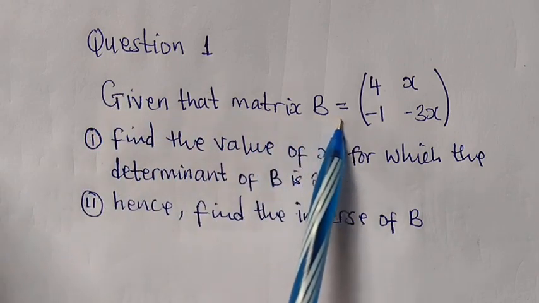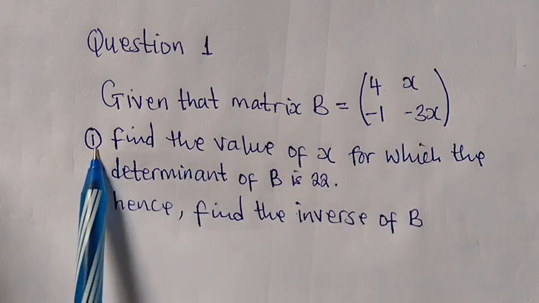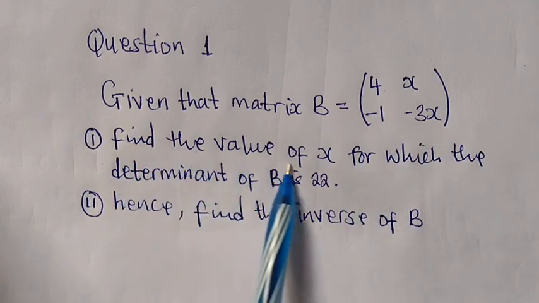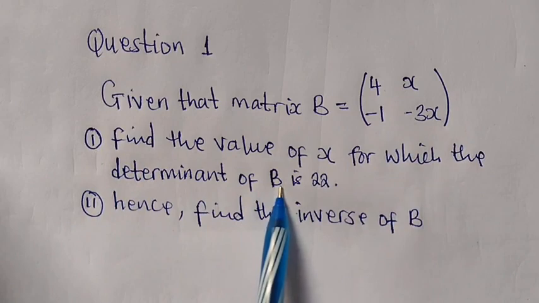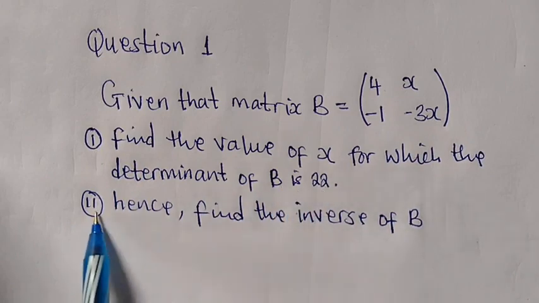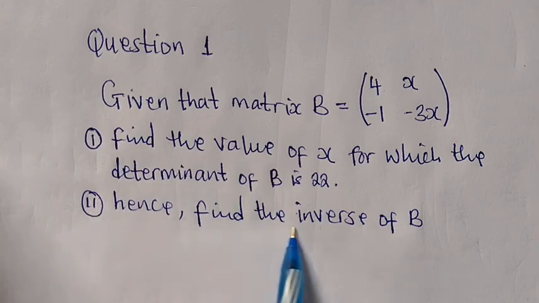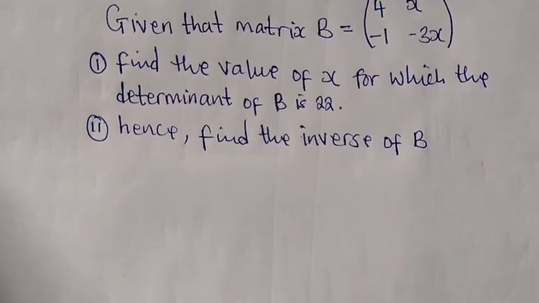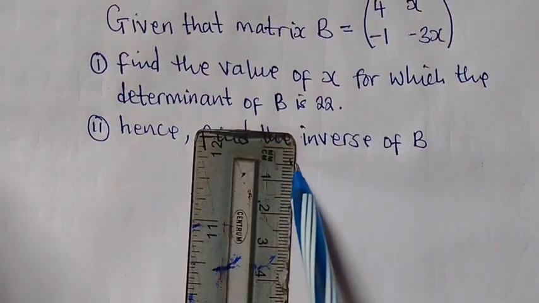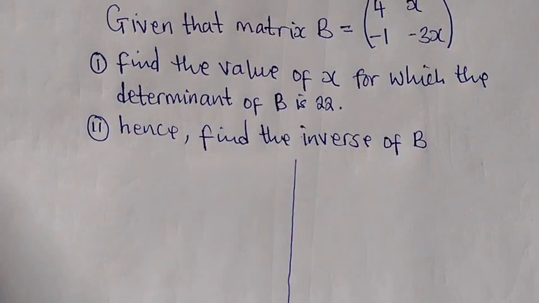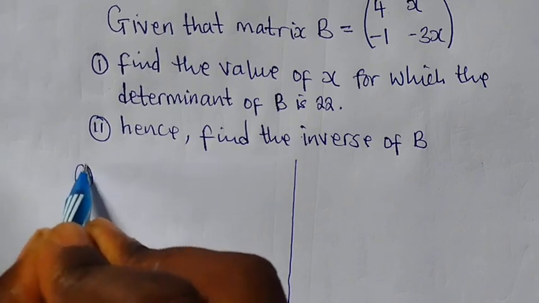Given that matrix B is equal to this matrix, (i) find the value of x for which the determinant of matrix B is 22. (ii) Hence find the inverse of B. We are going to start with finding the value of x. Let me demarcate here so that I create enough space, and start with our first question.